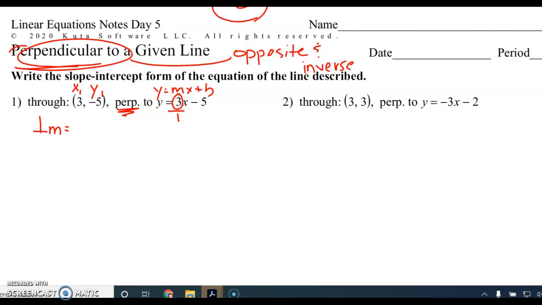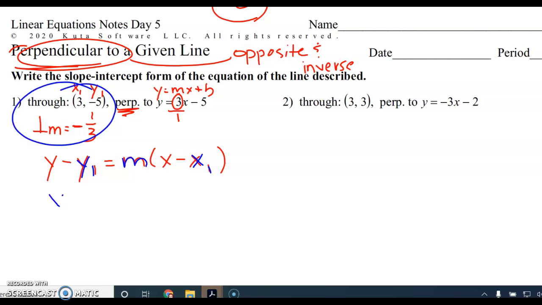So we have to take the opposite of that. The opposite of a positive would be a negative. And then the inverse would mean you make the bottom the top and the top the bottom of the fraction. So 3 over 1 would become 1 over 3. Then it's the same game that we were playing before. Point slope form, y minus y1 equals m times x minus x1. So we substitute in the point, the x1, y1, and we substitute in the slope, the m.